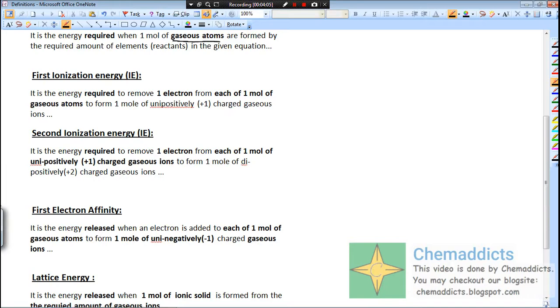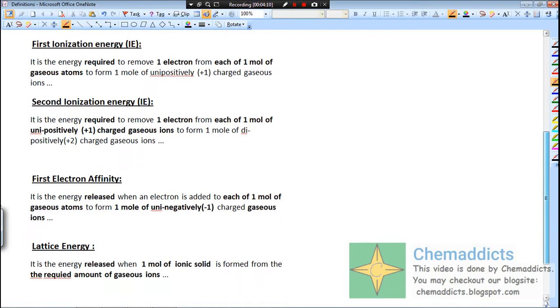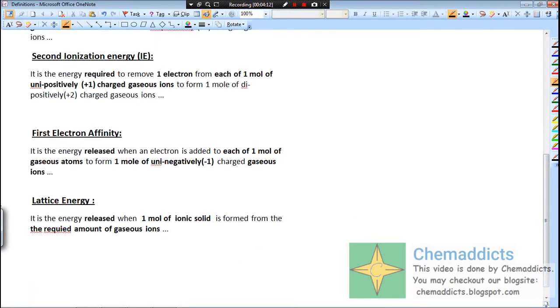Now let us recall first electron affinity. It is the energy released when an electron is added to each of one mole of gaseous atoms to form one mole of uninegatively charged gaseous ions.